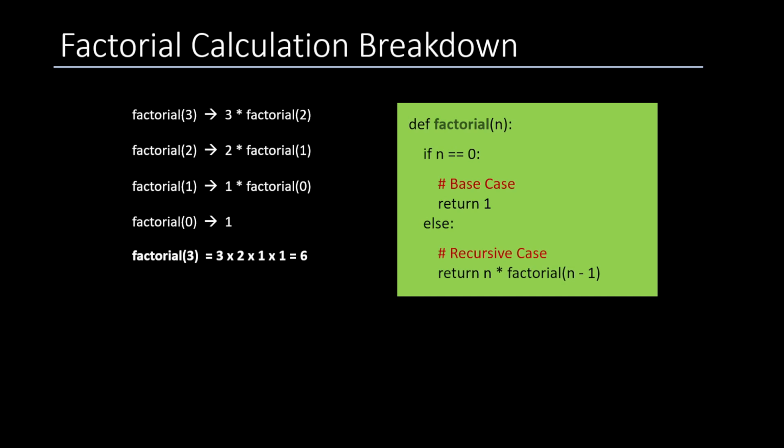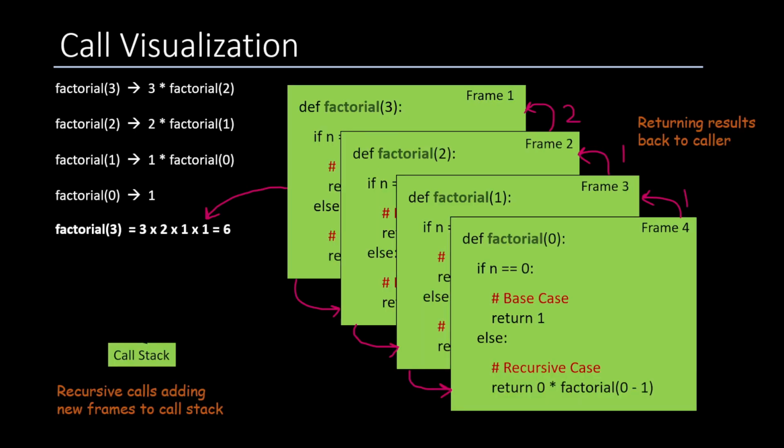Each recursive call reduces the problem size, eventually reaching the base case and unwinding the recursion to produce the final result. To better understand how recursion works, let's visualize the call stack. Each time the function calls itself, a new frame is added to the call stack. This stack keeps track of all the active function calls. When the base case is reached, the function stops calling itself and the call stack begins to unwind.